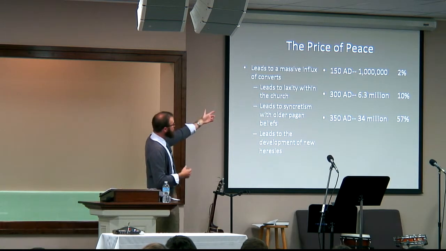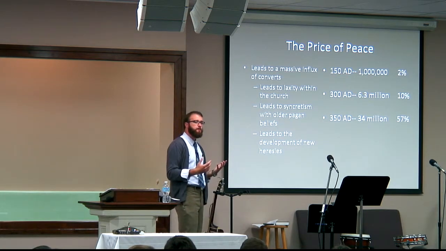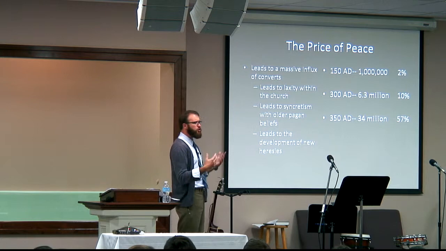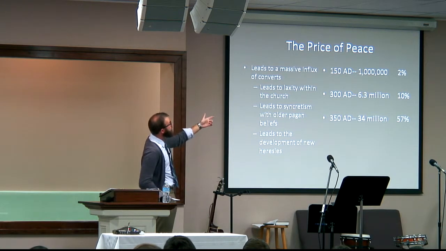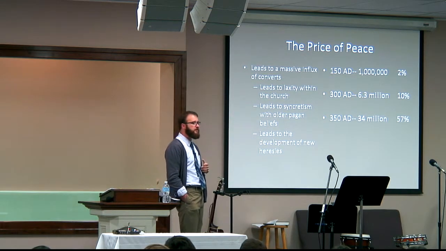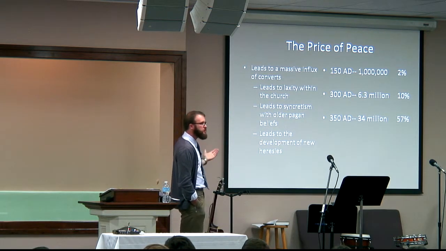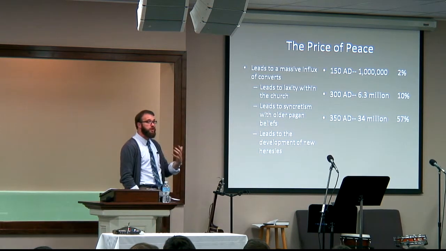You can see the growth. In 150 AD, the estimated population was probably about 1 million Christians in the whole Roman Empire, about 2% of the population. By 300 AD, 150 years later, we have 6 million Christians, about 10% of the population. About the time that Constantine rises to power, about 10% of the population is Christian. This would give you reason to understand why Diocletian would really start persecuting them.